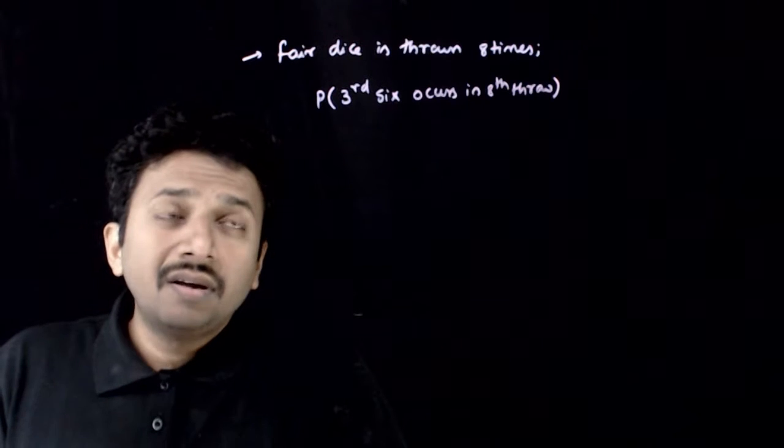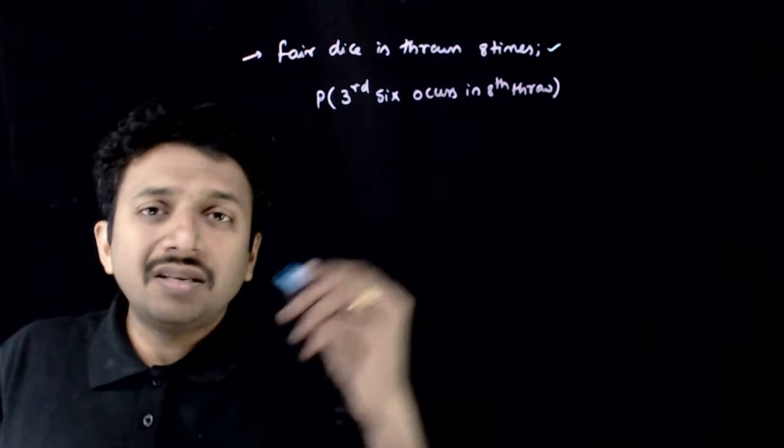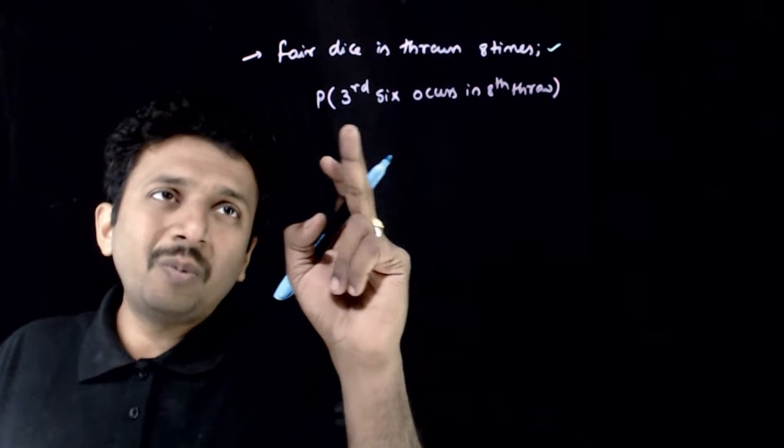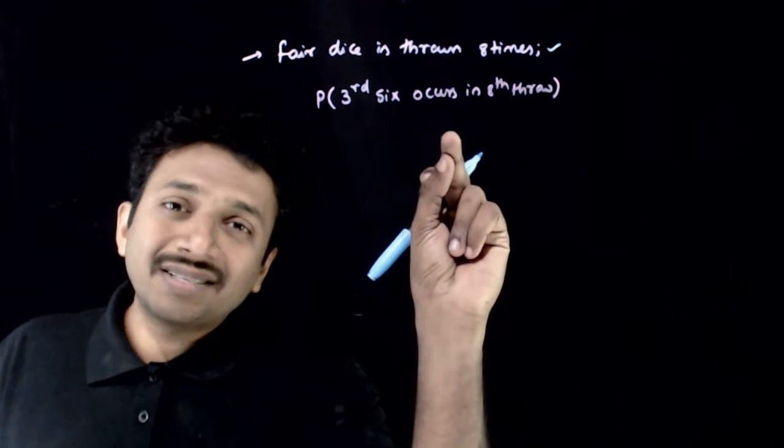So welcome students. In this question you're given that a fair dice is thrown 8 times. What is the probability that the third 6 occurs exactly in the 8th throw?